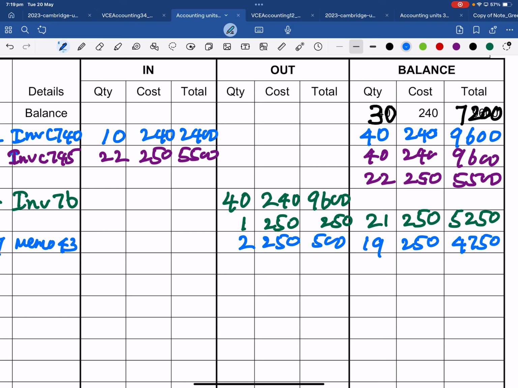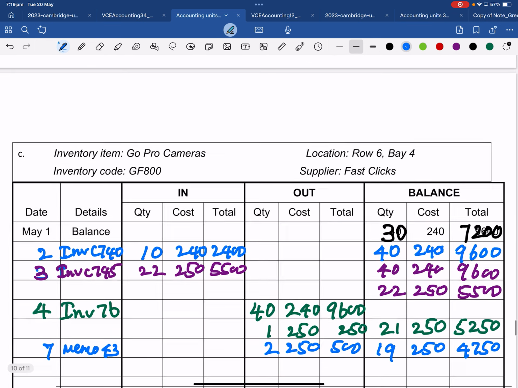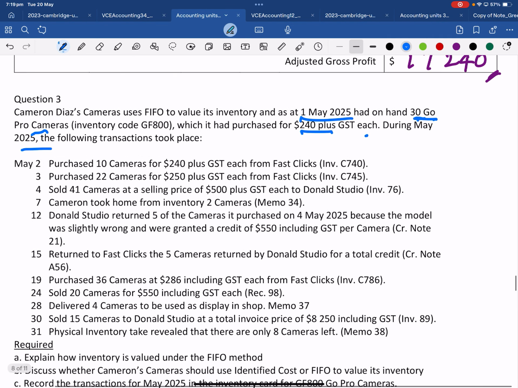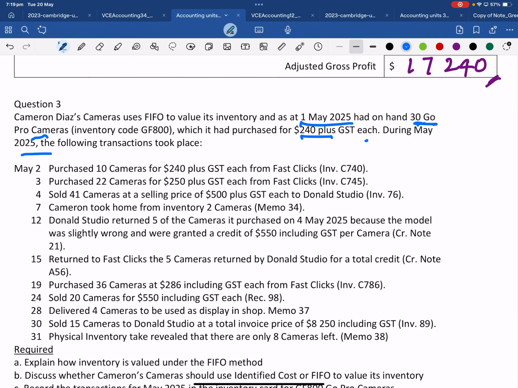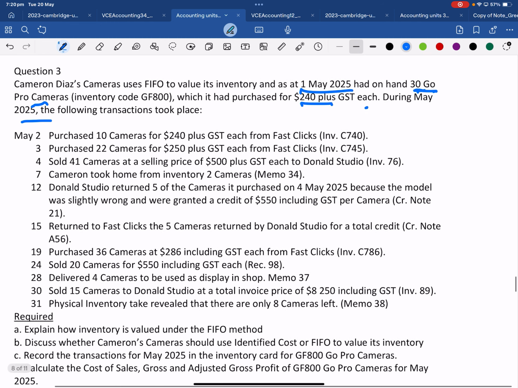Okay, guys. Next one. Now, 12th. Donald's studio returned 5 of the cameras it purchased on 4th of May because the model was slightly wrong, and were granted a credit of 550 including GST per camera. Credit note 21. Now what is happening, guys?